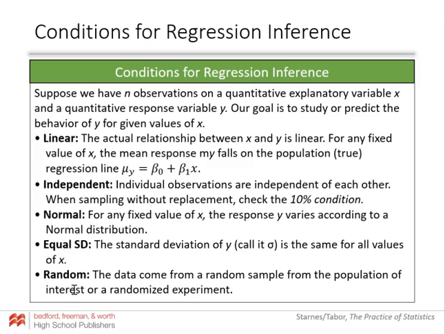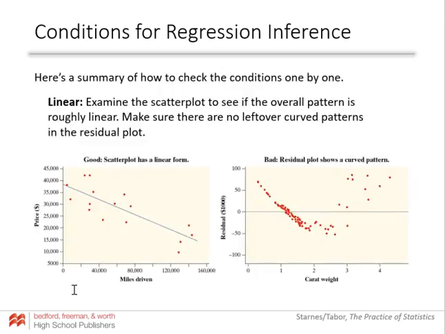All the other things that we've done have usually been 3. This one has 5, and we can use the acronym LINER to remember what they are. All right, so is the relationship linear, independent, which is also basically our 10% condition? Do we have approximately normal? Do we have equal standard deviations? And then are the data random? Okay, so we'll talk through what each of these specifically means.